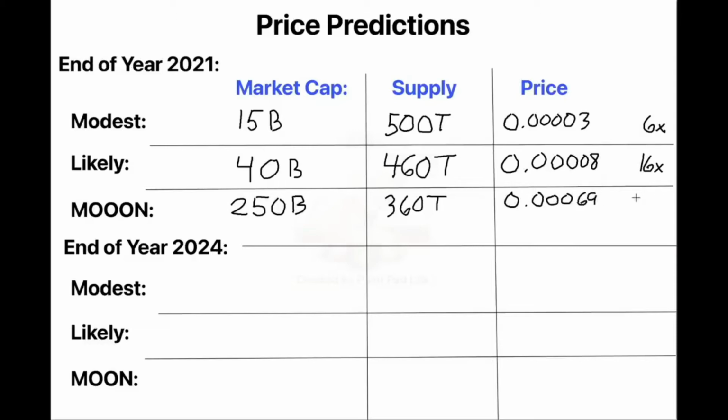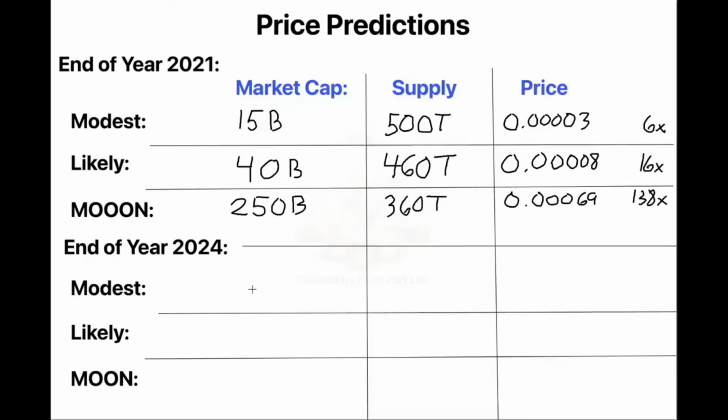That leaves us with a price of 0.00694, or a 138 times jump from where we are right now. That would make anyone with over 2 billion Safemoon a multimillionaire. Okay, that's my end of year price predictions.